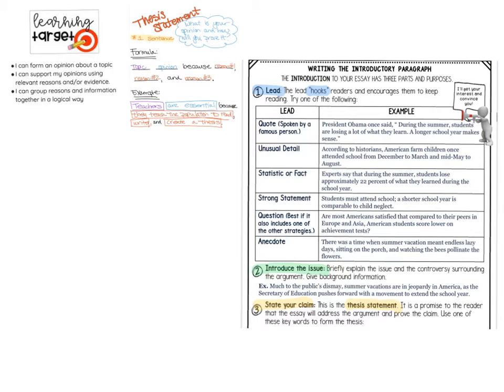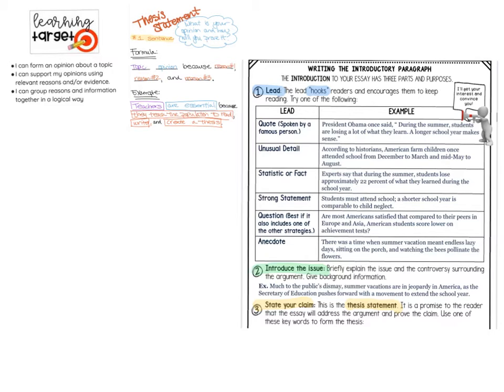So if we take a look here at our hooks, this gives 7 different examples of a hook. So a lot of you guys have used a quote by a famous person. So maybe you find a quote in your opinion essay that you would like to use. That's a really strong statement. This would not be a quote like dialogue. This is more a quote from an evidence or an article. That may be some sort of interesting or unusual detail. So something maybe that people don't know about that really sparks somebody's interest.